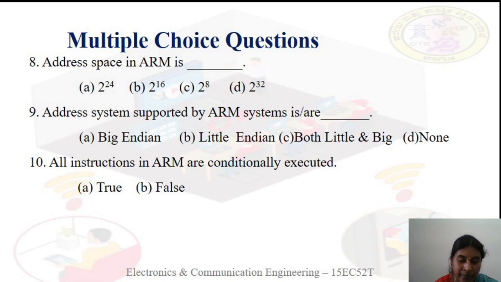Then lastly, all instructions in ARM are conditionally executed. They are asking whether this statement is true or false. It is true. You studied in the last session, in the last classes. ARM instructions are always conditionally executed. You are giving a condition to check, and if that condition is true, then only do you perform the operation that you are telling the ARM. So the ARM instructions are conditionally executed, so the statement given is true. The answer is the first one, A, that is true.